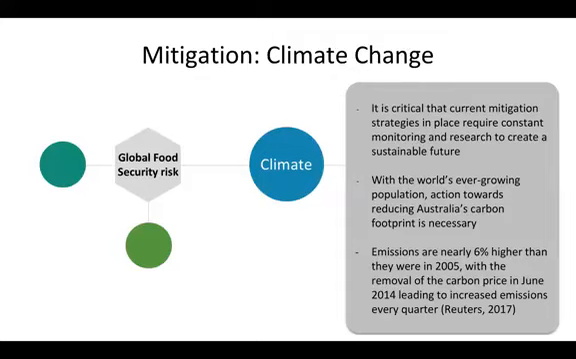According to the Australian government's quarterly reports, emissions are nearly 6% higher than they were in 2005, with the removal of the carbon price in June 2014 leading to increased emissions every quarter. Therefore, it is critical that current mitigation strategies in place require constant monitoring and research to create a sustainable future. This key variable will therefore be evaluated on the effectiveness of current climate change strategies to produce alternative solutions or improvements.